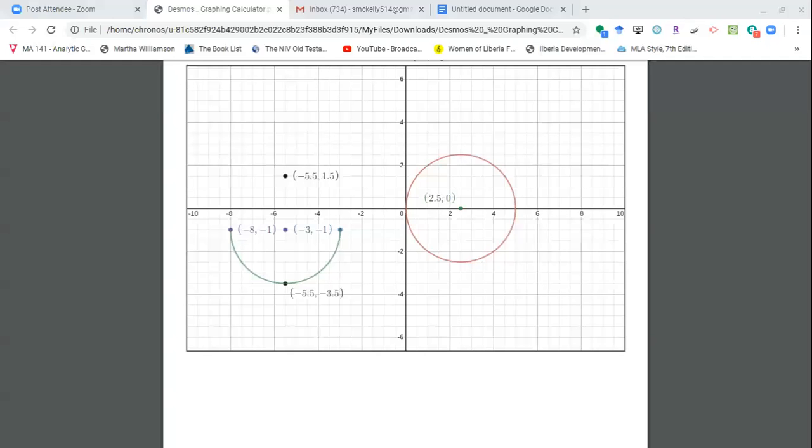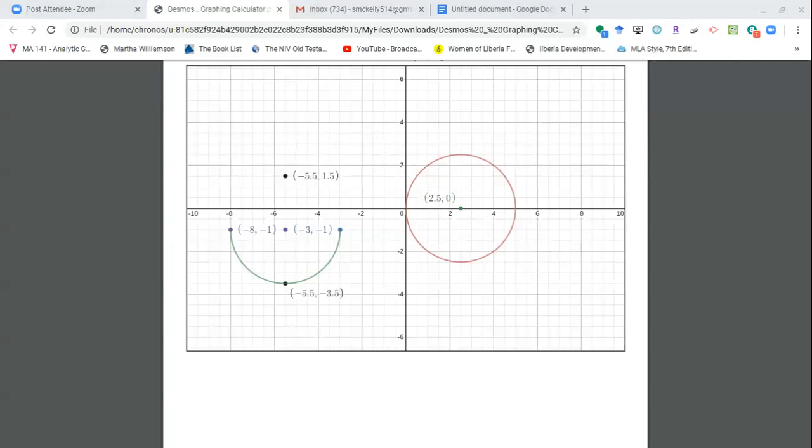Okay, let's see. So he gave you the top half of this circle. Now you ask me, why is it 0? Because this goes from 0 to 5, right? On the x-axis, the red circle goes from 0 to 5 on the x-axis, yes? Yes. So the x-coordinate is going to be 0 plus 5 divided by 2, 2.5, right?